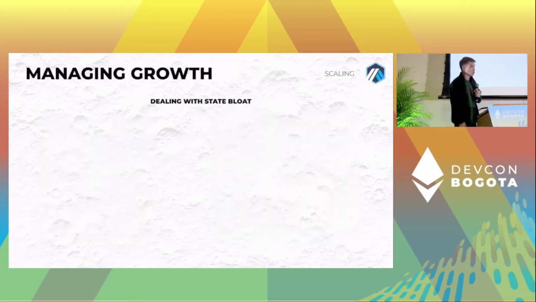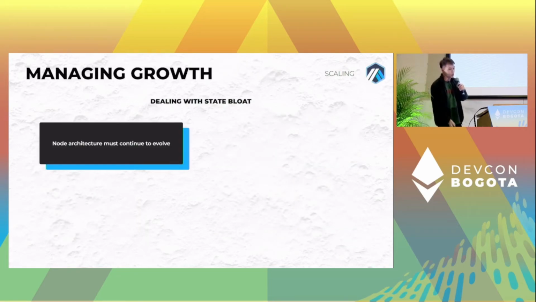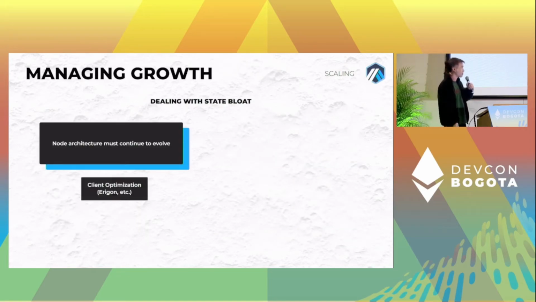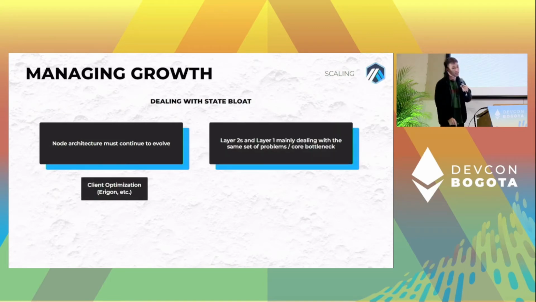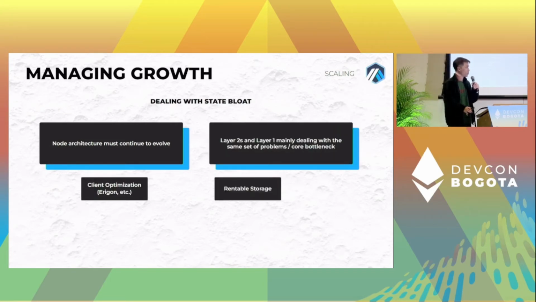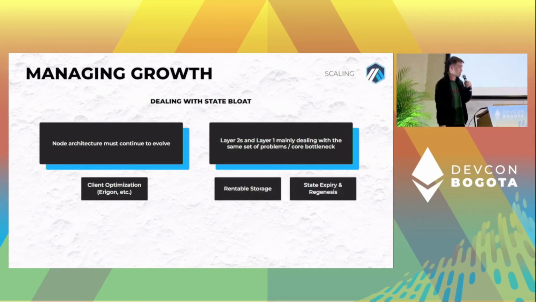I'm not sure how much time I have left. Yeah. So state bloat, it's a problem. We're going to try to continually optimize for client performance. And there are a couple of things that we're experimenting with, like rentable storage. We've talked a lot about statelessness. There's still a lot of work to be done here. I think we have a lot of progress to be made.